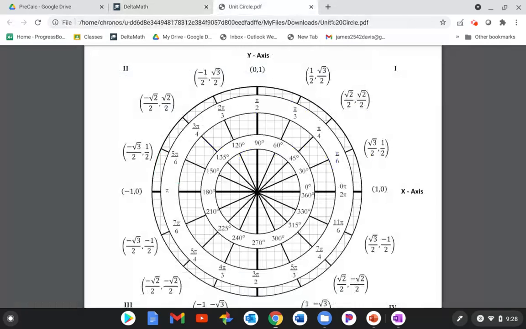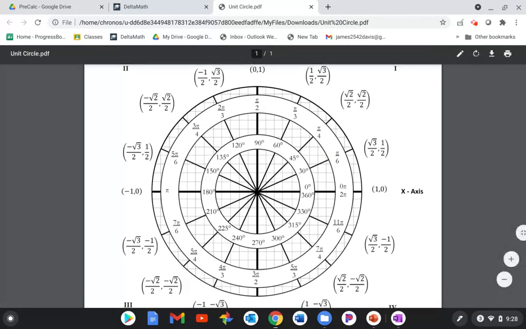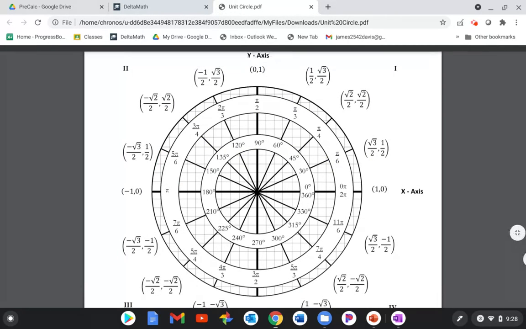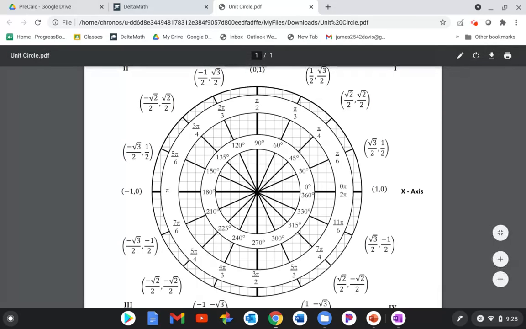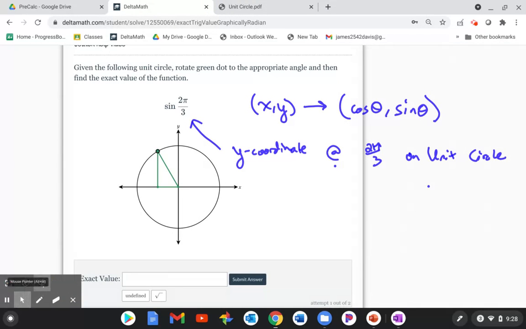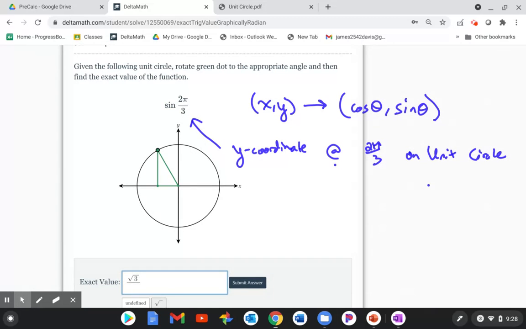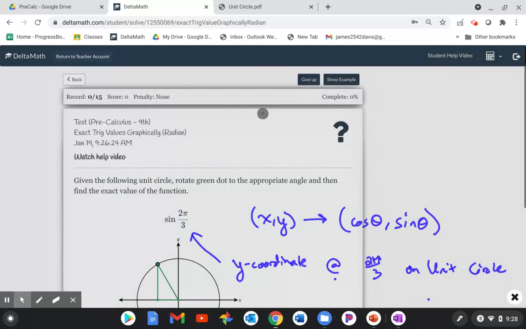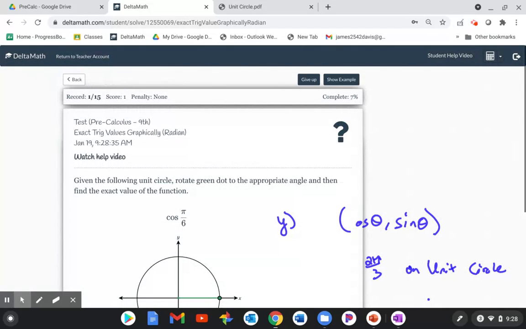So we just go over to 2 pi over 3 right here. The y coordinate at 2 pi over 3 is radical 3 over 2. So that's all we're going to do, is type in radical 3 over 2. Then we go to the next one.